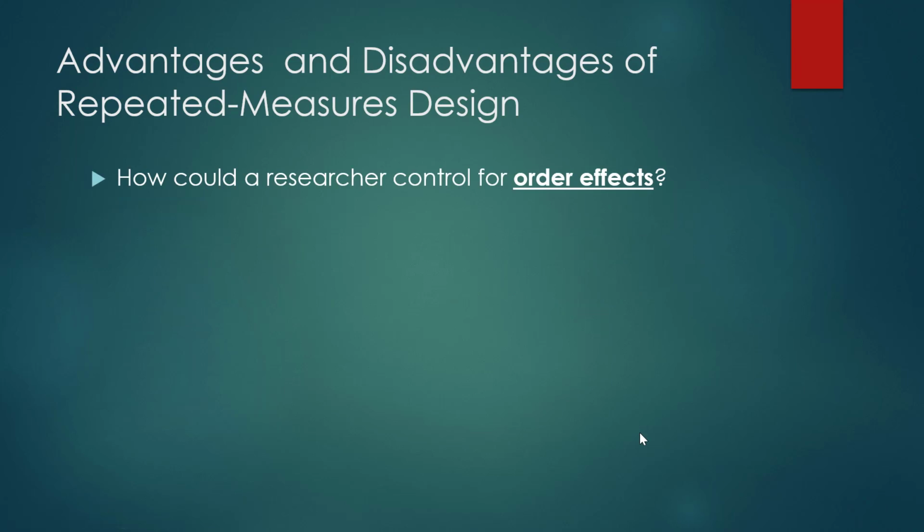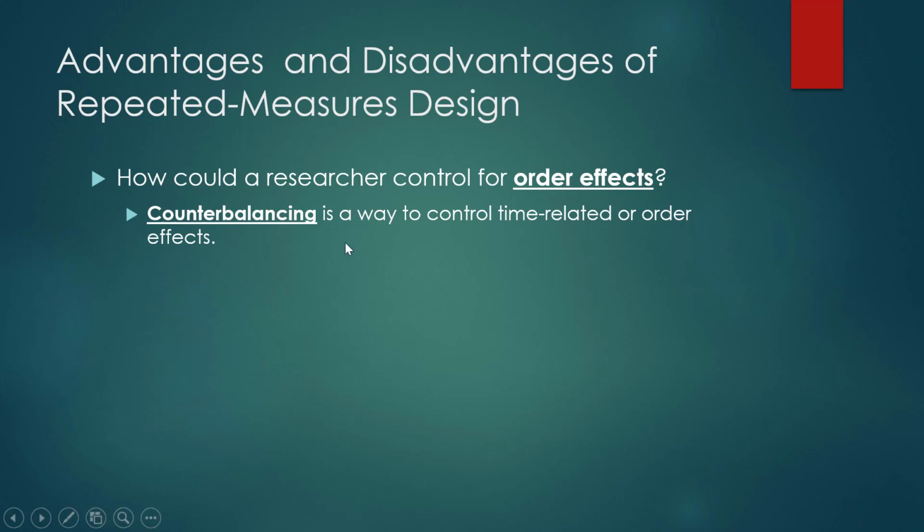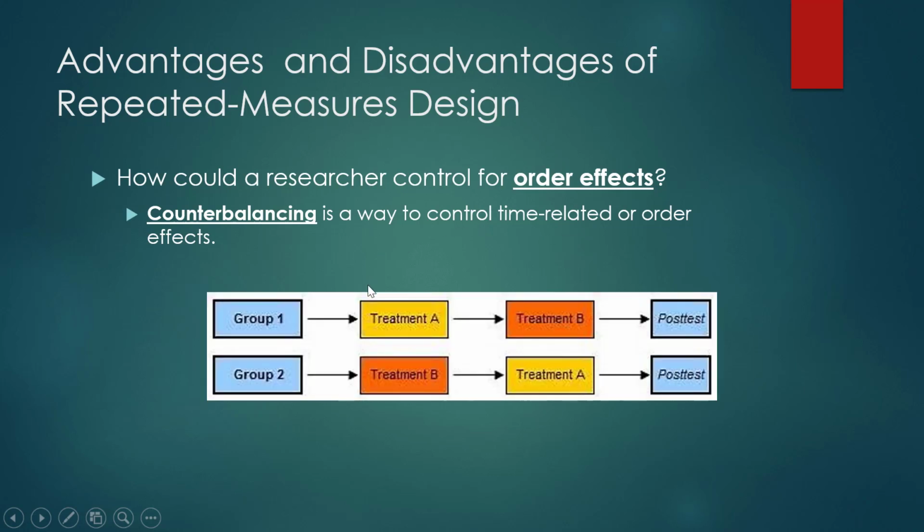So how could a researcher control for order effects? We do something called counterbalancing. Counterbalancing is a way to control for these time-related or order effects. So the idea is if you have group 1 do treatment A first, followed by treatment B, and then you give them a test at both of these treatment times, how do you know that there isn't an order effect? They do differently on the test because treatment A came first, followed by treatment B. Well, you counterbalance that by having another group do treatment B first, followed by treatment A, and then your test.